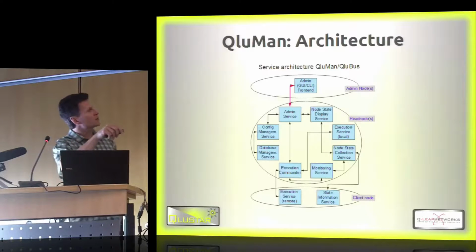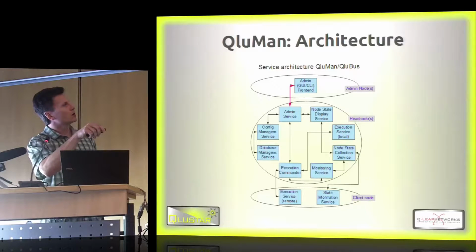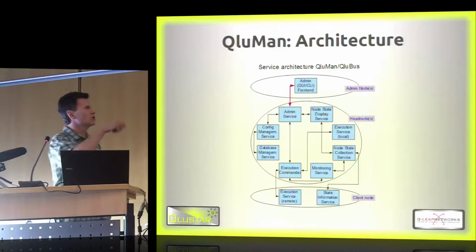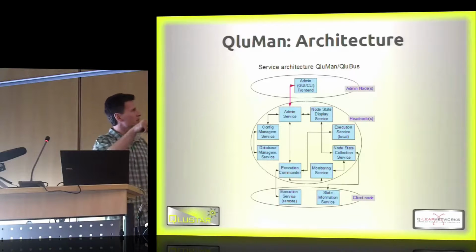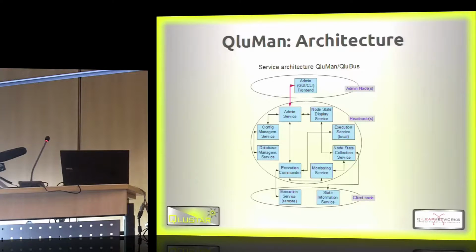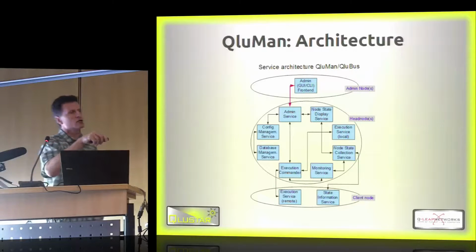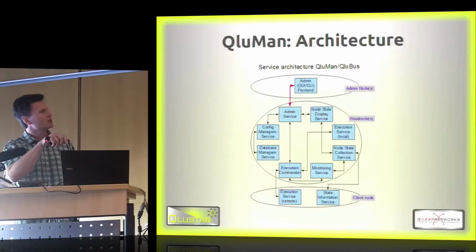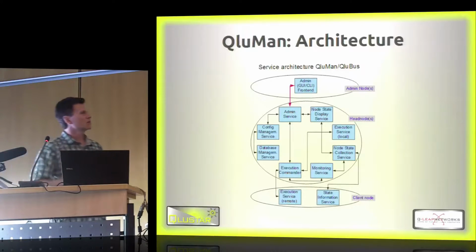So most of the stuff, of course, is running on the head node, or if you have multiple ones, on the head nodes, because it can be distributed as well in an HA fashion, for instance. You have a central admin service that is like a request broker. You have the GUI connecting to this admin service. You have the database part here. You have an execution commander, a monitoring service, and they all talk to each other. Here on the client node, you have the execution service to execute remote programs. You have the stuff for the monitoring state information service and so on.